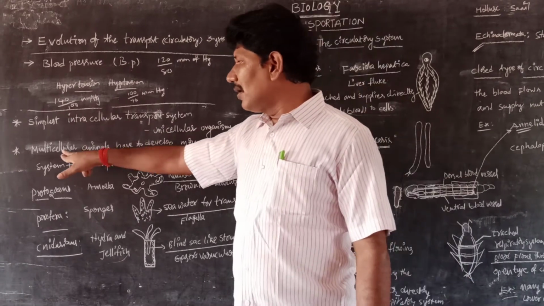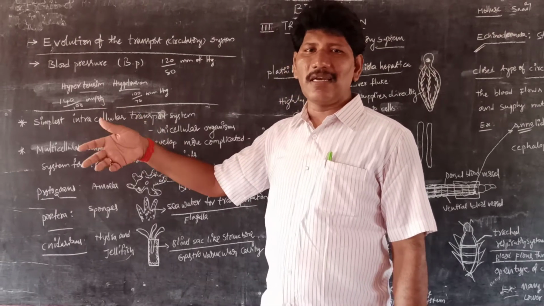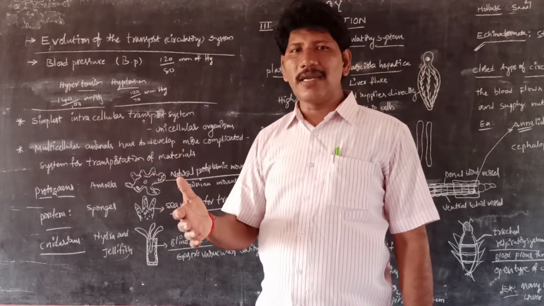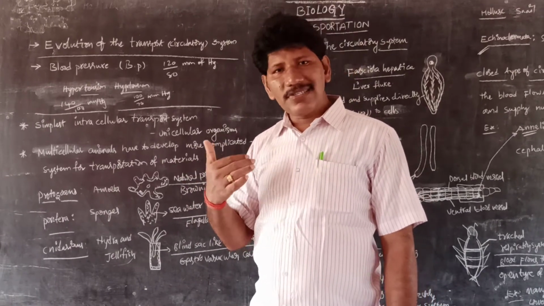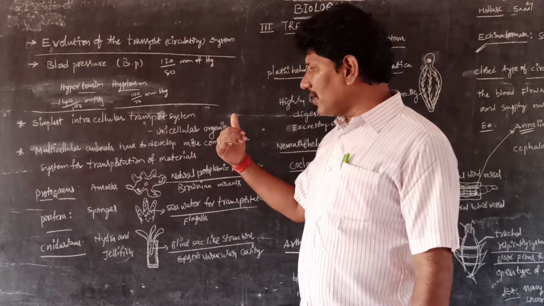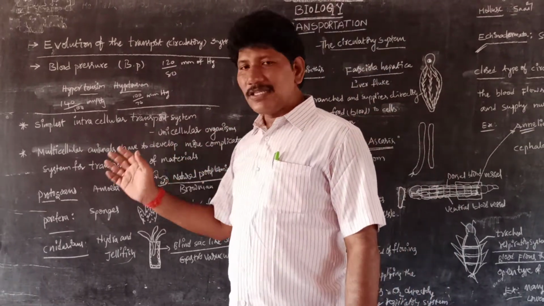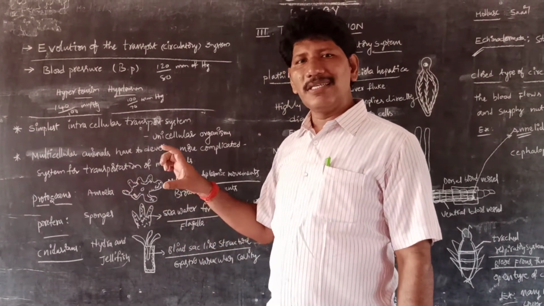Coming to multicellular animals, more than one cell is called multicellular. Obviously, groups of cells are called tissues, plant tissues and animal tissues, and then organ systems, as we are studying at present. We have completed digestion and respiration. Now we are studying the transport system.